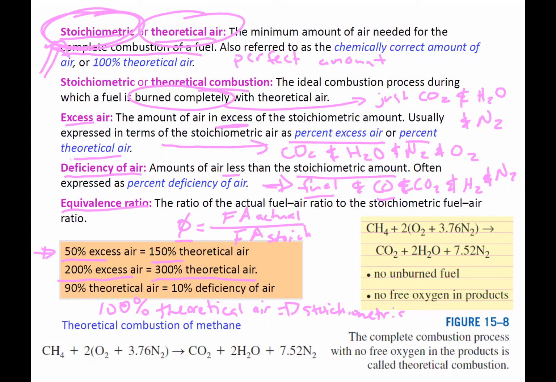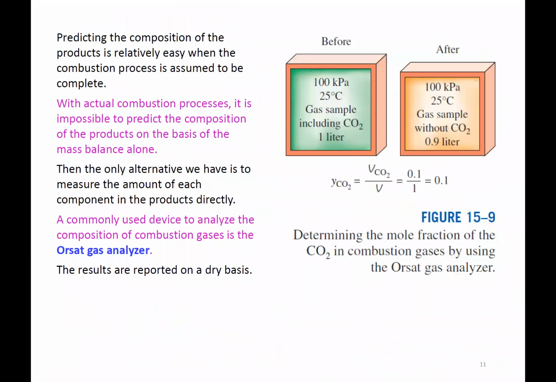So if we have these couple examples here, here's methane combusting, and it's all burning to CO2, water, and nitrogen. So that means this is our stoichiometric combustion, because in the products there's no unburned fuel, only carbon dioxide, water, and nitrogen. So no excess oxygen in the products. And that's what you see here. So this is our stoichiometric, right?